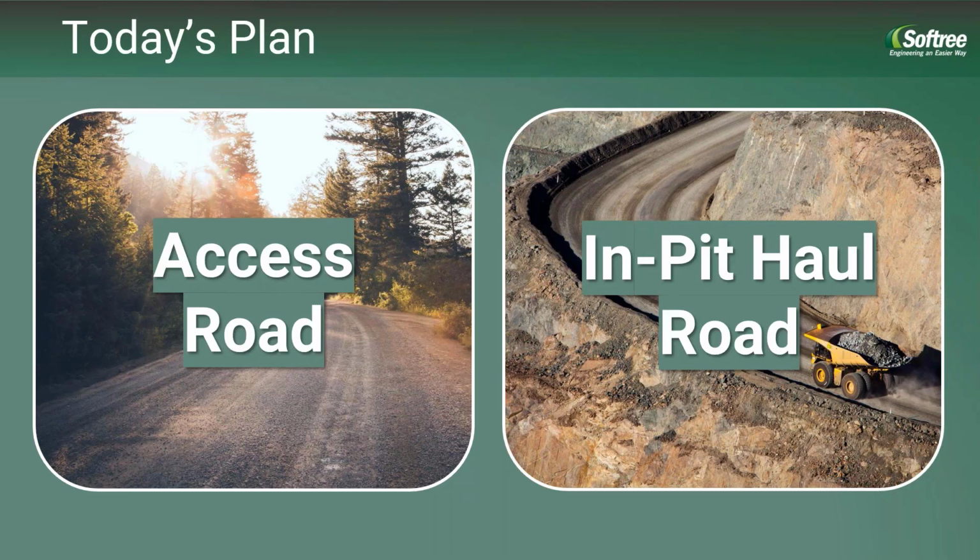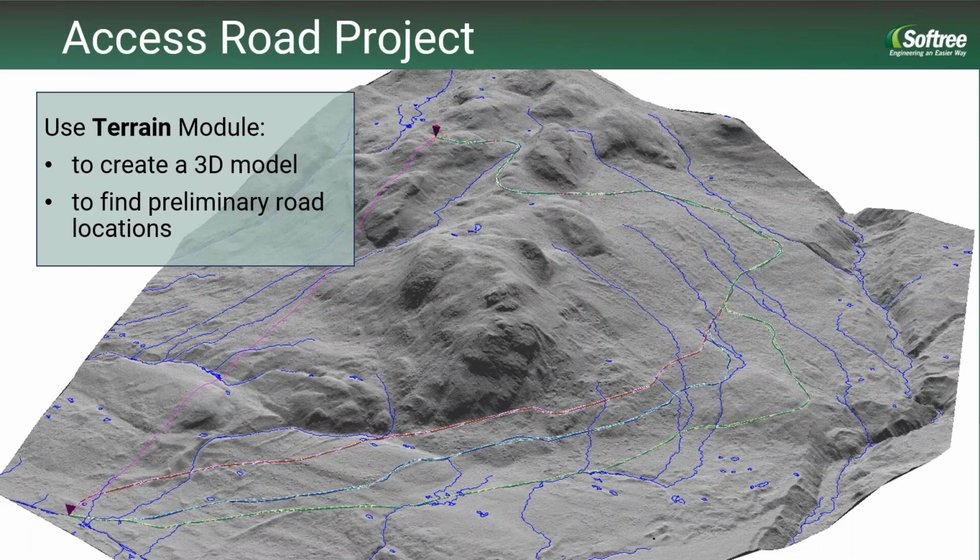Second half of the webinar, as I mentioned, we're going to get a lot more complicated, and we're going to show you some really cool modeling cross-section tools and such that we've got for handling complicated in-pit haul roads. So for that first access road, kind of our plan for what we're going to do with it, obviously, we just went through that process inside of RoadEng's terrain module of creating our 3D model.